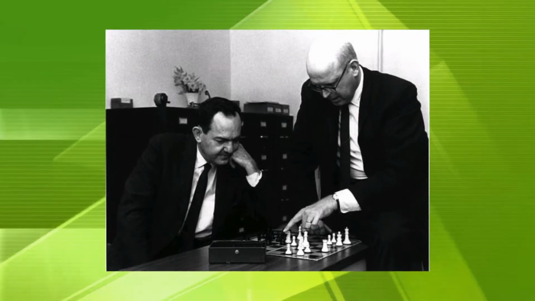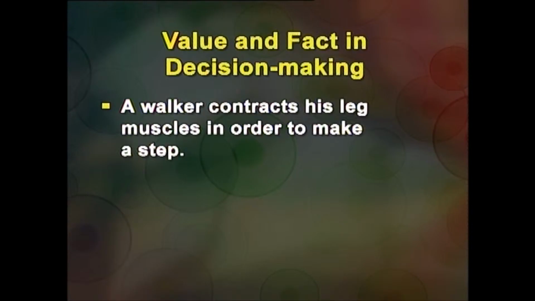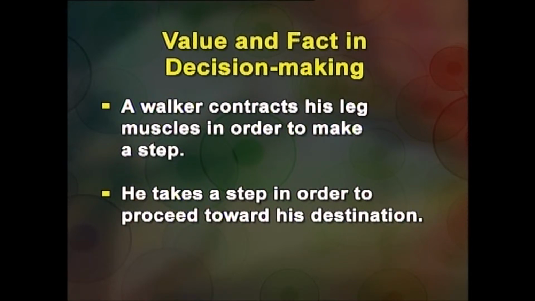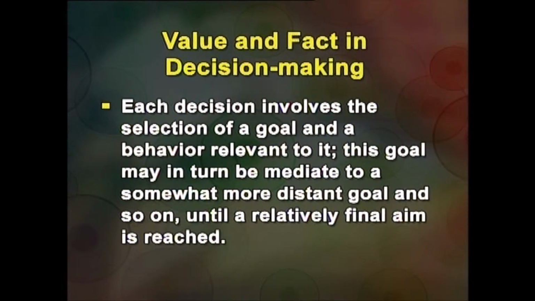So, Simon refers to various aspects. For example, he says a walker contracts his leg muscles in order to make a step. He takes a step in order to proceed toward his destination. He is going to the destination, a mailbox, in order to mail a letter. He is sending a letter in order to transmit certain information to another person and so forth. Each decision involves the selection of a goal and a behavior relevant to it.